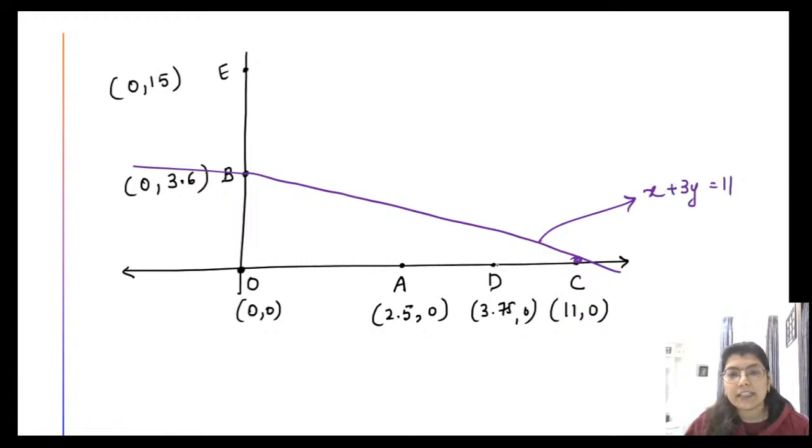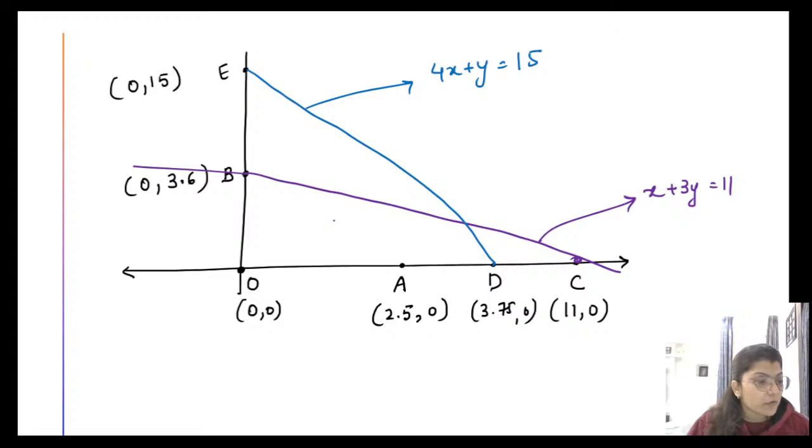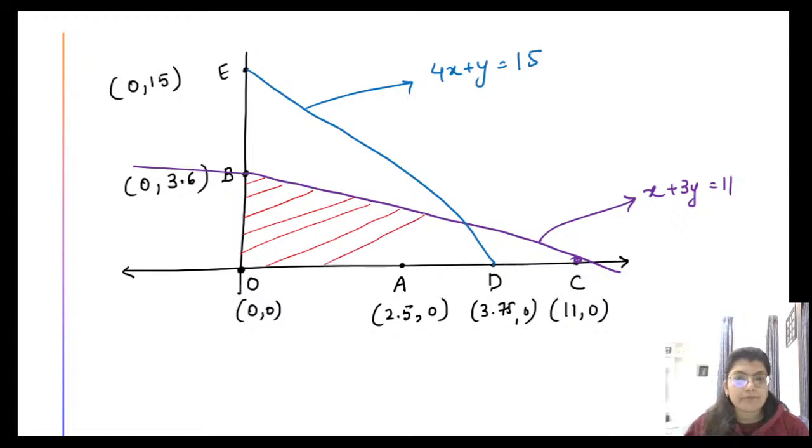Next I have to join D and E. Okay, so I'll join D and E, and this line is 4x plus y equal to 15. Now I have to form a region. So what is the region? Feasible region. Feasible region is the bounded region. Okay. So if you see, this is the boundary that I'll get, right? And the point that I'll get over here will be this one.